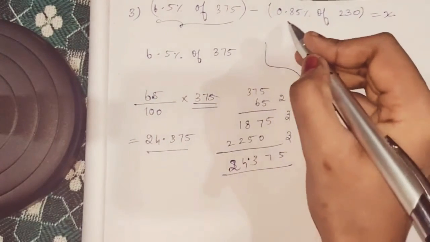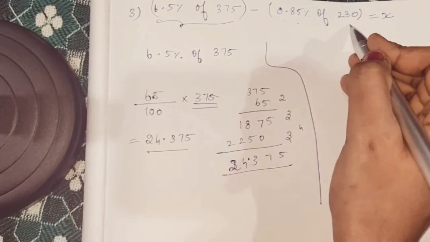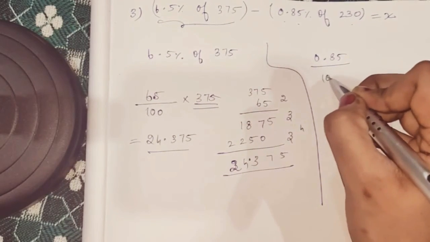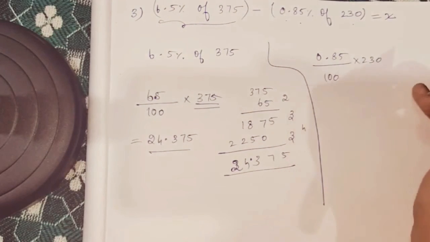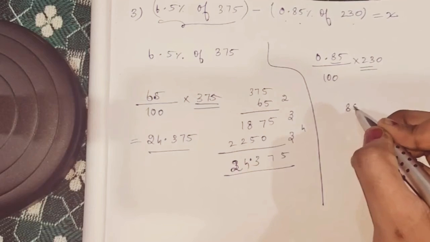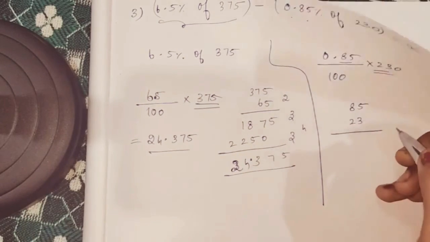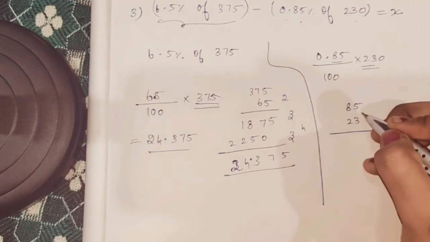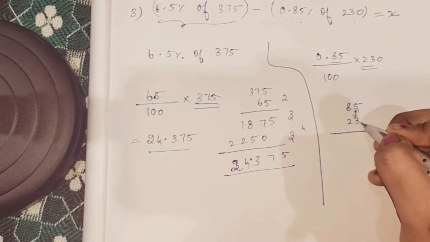Similarly, we have to find 0.85% of 230. So 0.85 by 100 into 230. So here you can use the trick. What trick have we learned? The crisscross method of multiplying two different two-digit numbers. So what is the trick we have learned? So we have to multiply this.